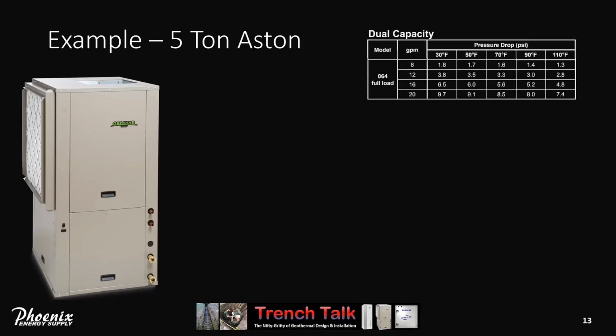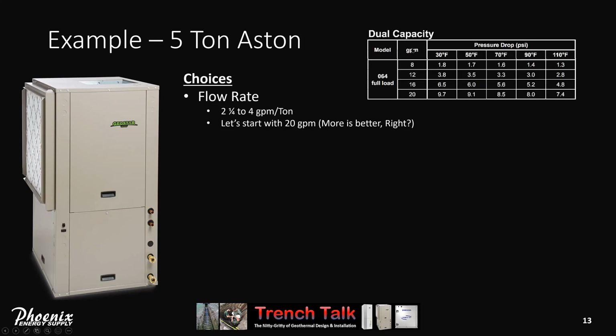I want to walk you through a quick example. A 5-ton Aston, the table you were exposed to earlier and are familiar with. But when you apply it in a design of a system, you have lots of choices. So let's go with flow rate. The manufacturer gave us quite a range of flow rates. They go as high as 4 GPM per ton. In a closed loop system, I don't like going below 2.25 GPM per ton. But for the sake of our demonstration here, let's start at 20 gallons a minute, because more is better, right?